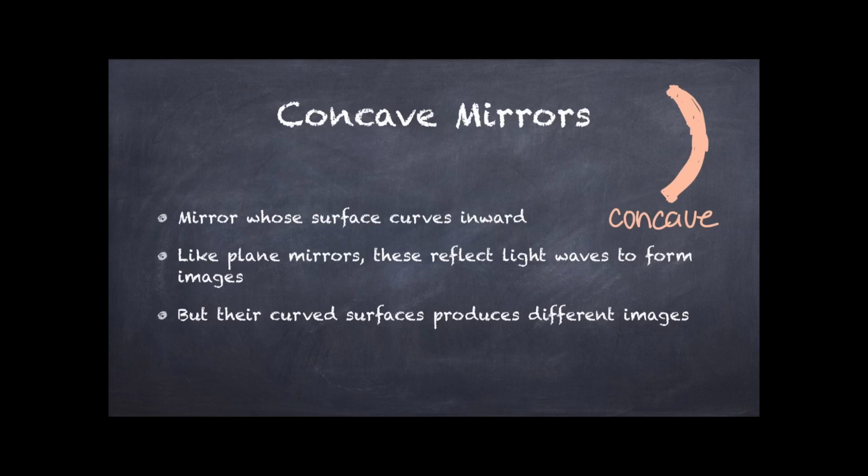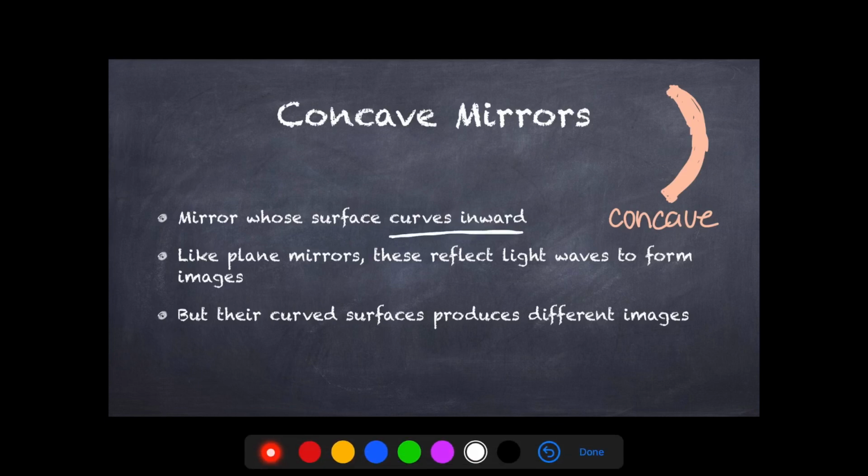Okay, so let's talk about concave mirrors. Concave mirrors are basically a mirror that has a surface that is curved inward, okay? So the surface curves inward. Now this is the way that I remember concave from convex: look at the word cave, right? If you see a cave, usually you go into the cave, right? So when you have a concave mirror, it's going to look bent like a cave's entrance.